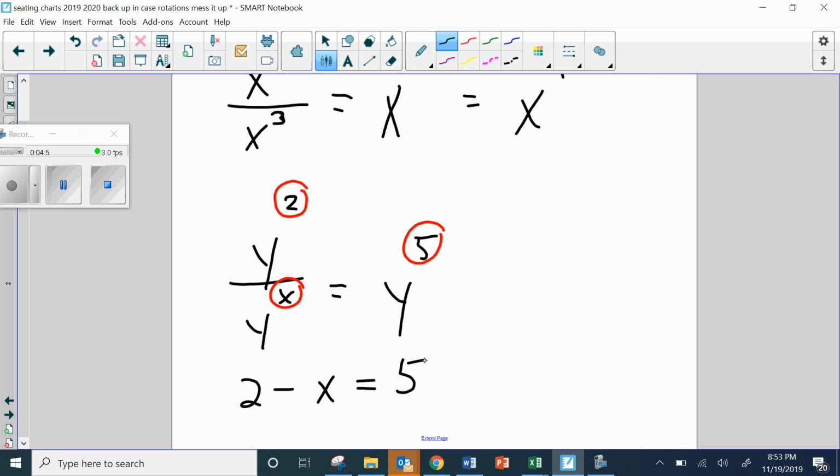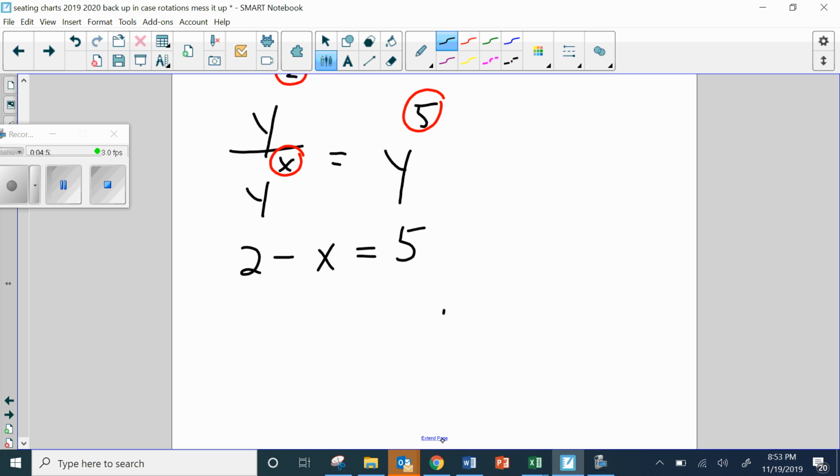So the answer would be, this is a little trickier. I would say, okay, well, I need to get x by itself. So as usual, I subtract 2, and that cancels out. That means that I need to subtract 2 over there, which gives me 3.